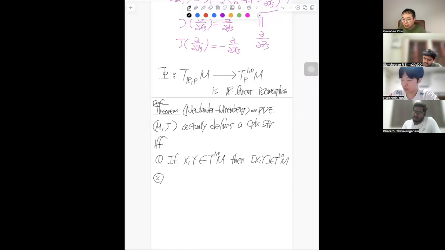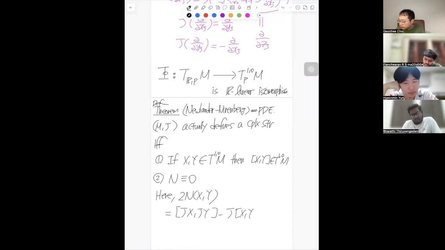And second, one of the usual conditions is the so-called tensor N equal to 0. So this tensor is a bit messy. It takes two vector fields X, Y, and it is defined as the Lie bracket of JX and JY, minus J of the bracket of JX and Y, minus J of the bracket of X and JY, minus the bracket of X and Y. And this becomes a tensor, and it essentially vanishes. So this is also one of the equivalent statements.